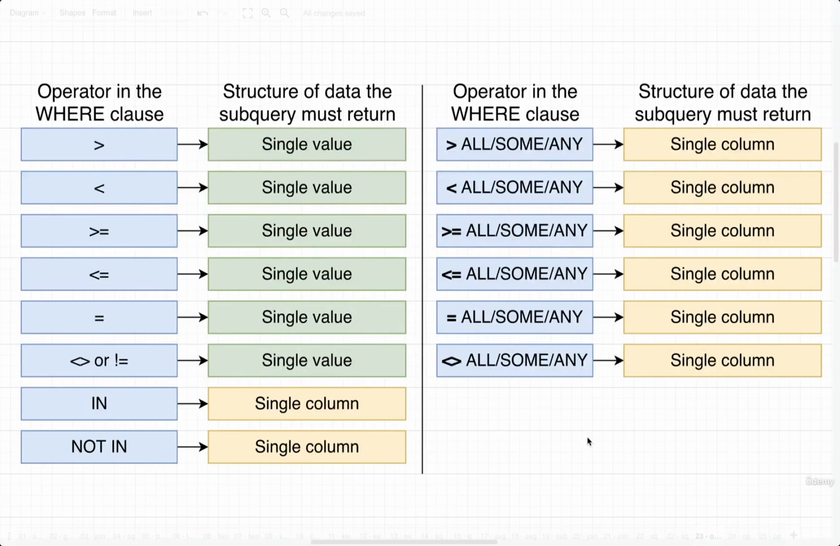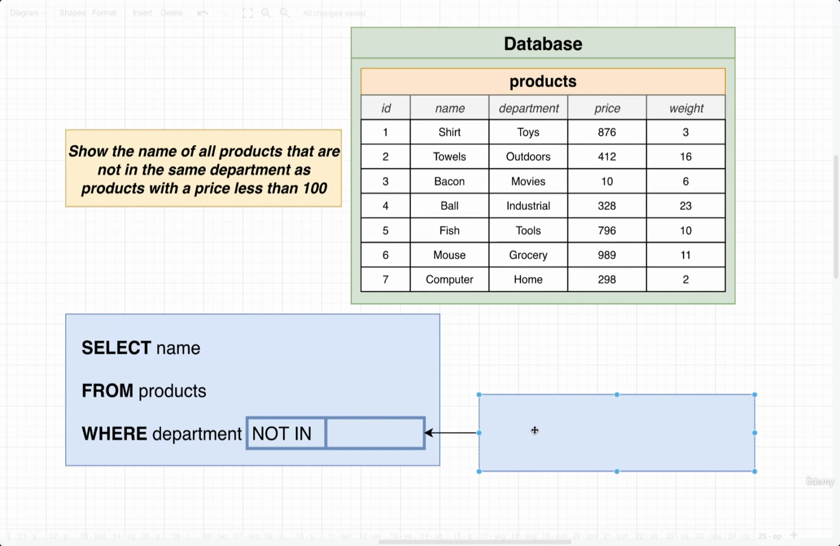So we can go back to our table. So if we are making use of not in, that means that our subquery must return a single column. And as you'd probably guess here, our subquery is going to return back a single column that contains the departments that contain an item that has a price less than 100. So as usual, let's go and try to write out the subquery first.